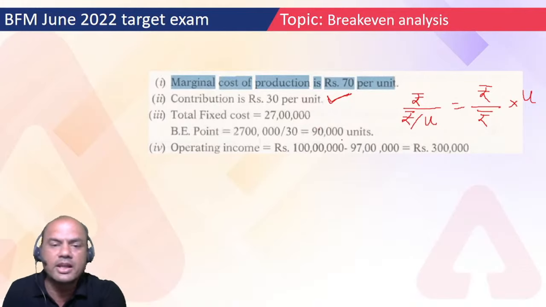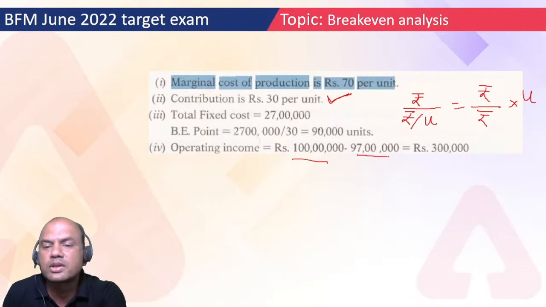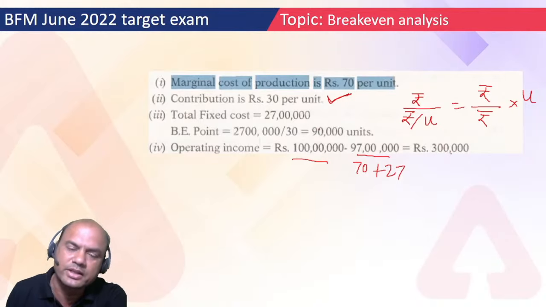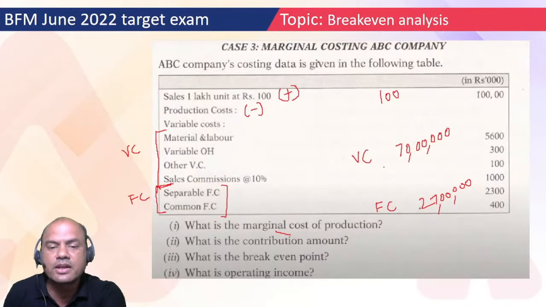Now what is my operating income? Operating income is very simple. Operating income means total sales minus total cost. What is my total sales? 100. What is my total cost? 70 plus 27, right? 27 was my fixed cost and 70 was my variable cost. So variable plus fixed is 97, right? So that's why the answer is 3, in lakh, 3 lakh rupees. So operating income becomes 3 lakhs. These are the major questions which are asked to you in the exam.